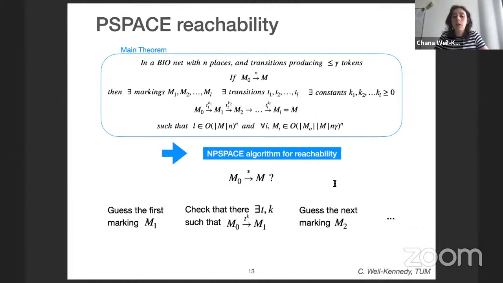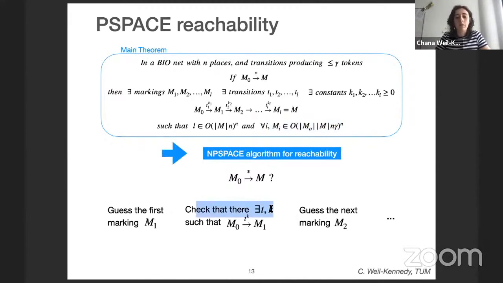It's in PSPACE because we only need to remember M0, M, and M1, or M1, M2, and M, or M2, M3, and M at the same time. And by the main theorem, we know that each of these intermediate markings has at most an exponential number of tokens in the input variables, and therefore we can write it in a log of that, so in PSPACE. So we can keep these markings in memory in PSPACE.